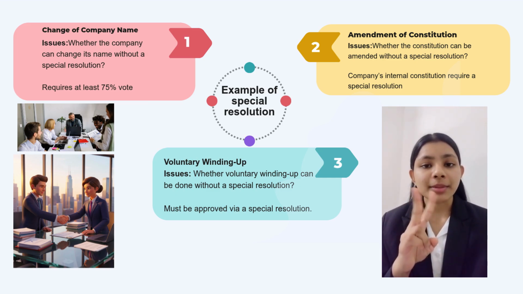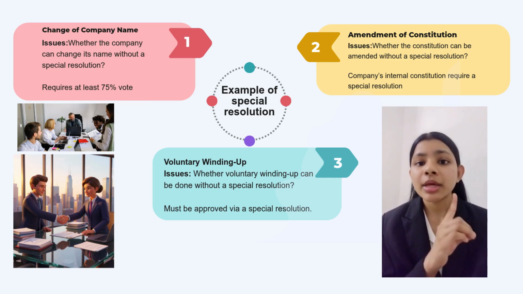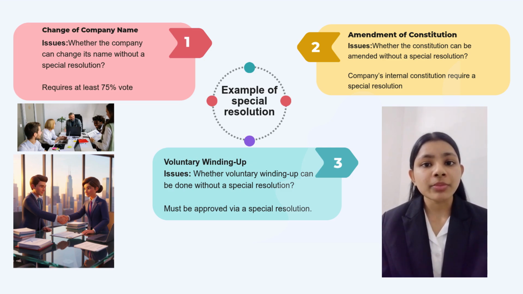The second example will be amendment of Constitution. Any modification or alteration to the company's internal constitution requires a special resolution. The issue is whether the Constitution can be amended without a special resolution. The answer would be no. It must be approved by the resolution with at least 75% vote under Companies Act 2016.